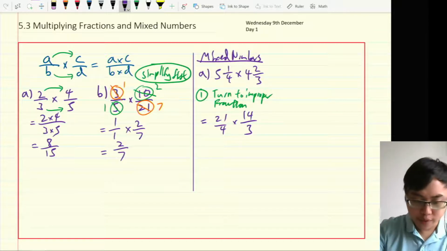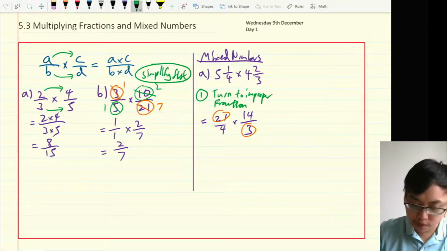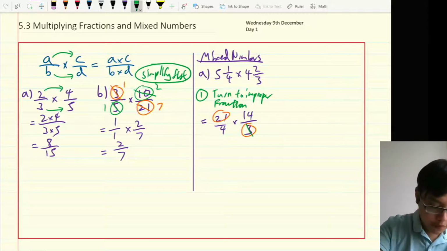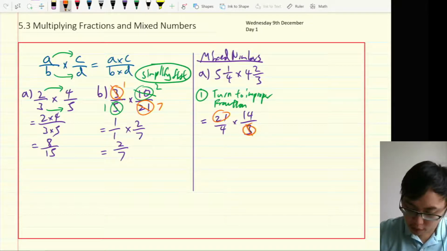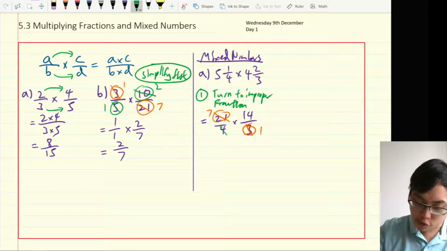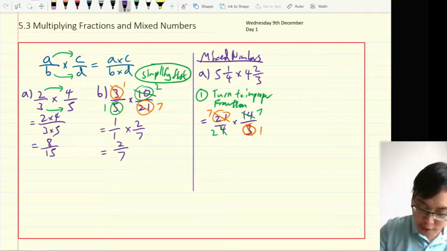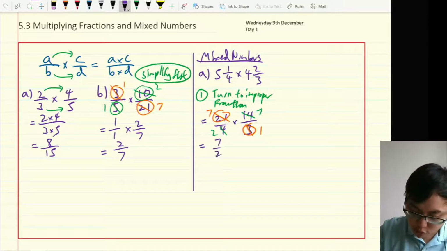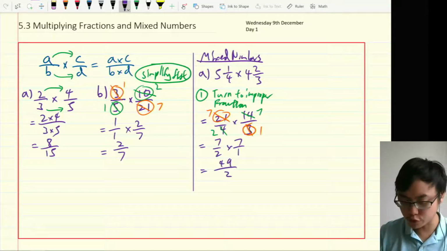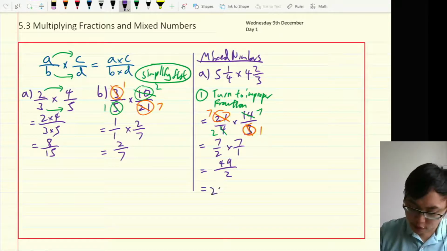Now, when I look at it, I can go ahead and start simplifying. 21 and 3, did we do a similar one? I can just simplify them. 3 divided by 3 is 1. 21 divided by 3 is 7. And then for the other one, 14 and 4, I can divide both of these by 2. So 4 divided by 2 is 2. 14 divided by 2 is 7. And so in the end, when I clean this up, that is the same as 7 over 2 times 7 over 1. And then that becomes 49 over 2. Then you can change it back into a mixed number. That becomes 24 and a half.